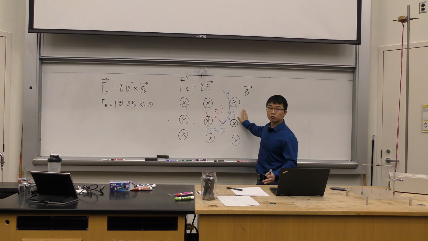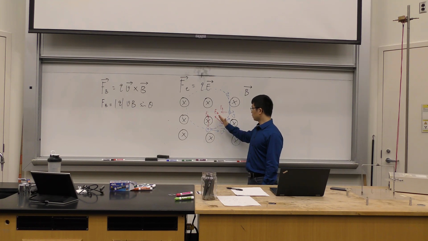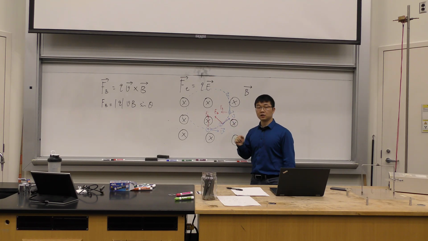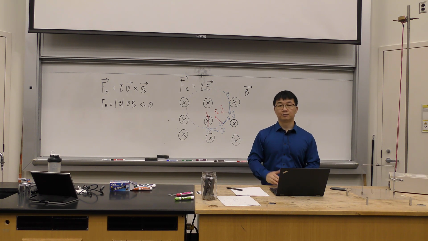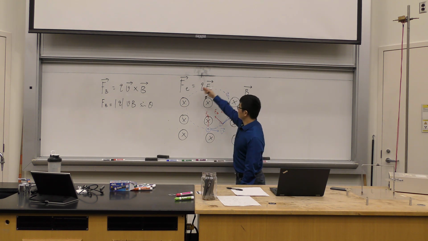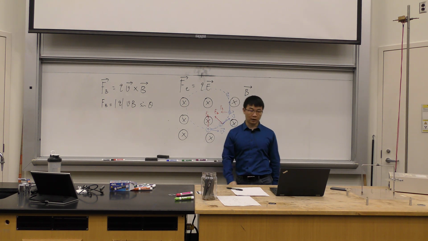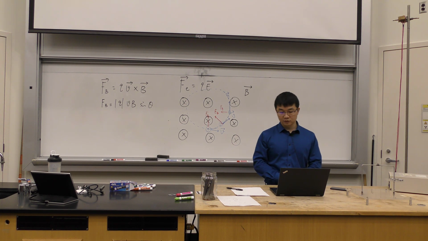The magnetic field is uniform, so it's a constant. The velocity, because the force is always perpendicular to the velocity, changes direction, but it doesn't change the magnitude of velocity because the force doesn't do work. So it's going to just keep moving in this circle. Okay? So it's very interesting.